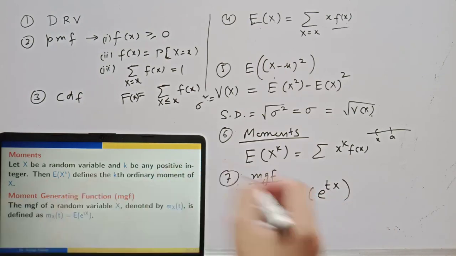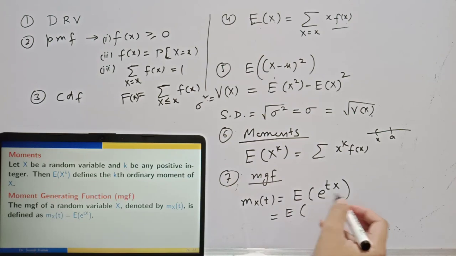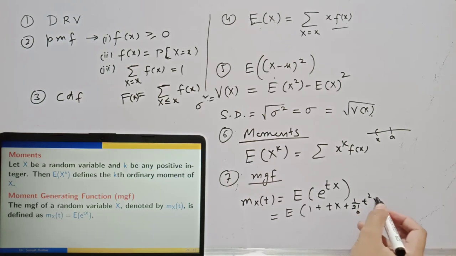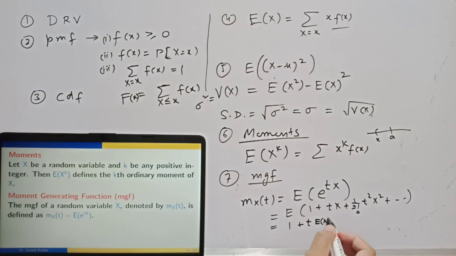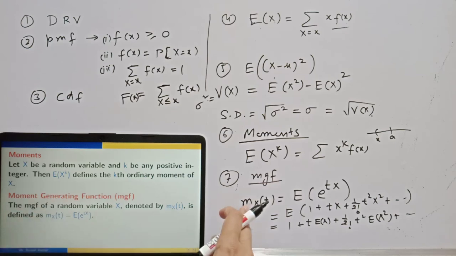Why is it called the moment generating function? See, write the expansion of e to the power tx: 1 plus tx plus 1 over 2 factorial t square x square and so on. For expectation, t is a constant and x is the variable, so you can apply expectation linearly here. Expectation of 1 is 1, plus t times expectation of x, plus 1 over 2 factorial t square expectation of x square, and so on. So what are you seeing here? Expectations appear in the product with various powers of t. So this function is basically generating the moments, various moments. This is the first ordinary moment, second ordinary moment, and so on.